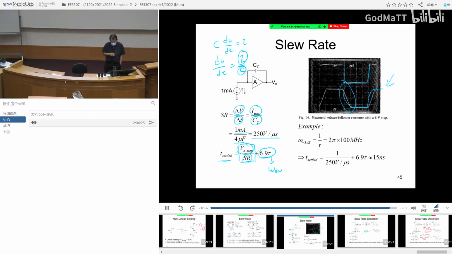Okay. So here from the example, this system has a bandwidth of 100 megahertz. So if you calculate 6.9 tau, we just now calculated it is about 11 nanosecond. And then the slew time will give rise to another chunk of time, so you add them together, they actually give you longer, about 15 nanosecond.